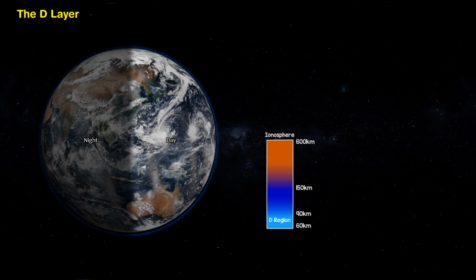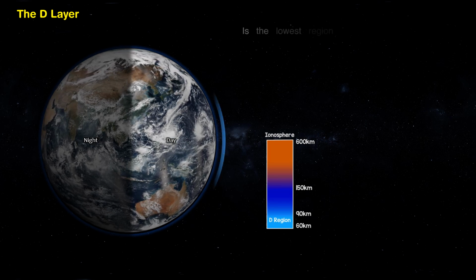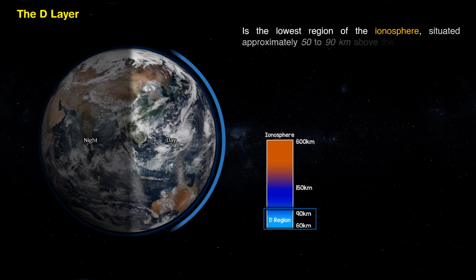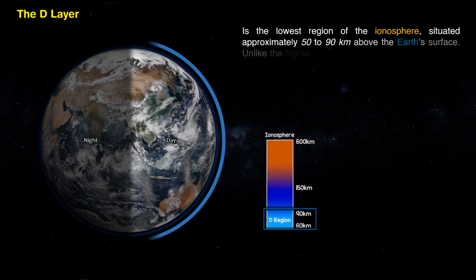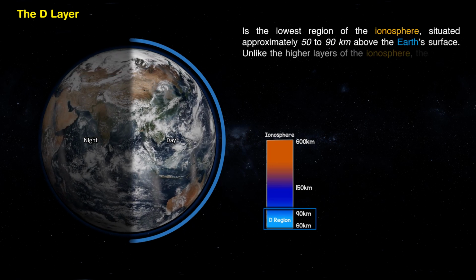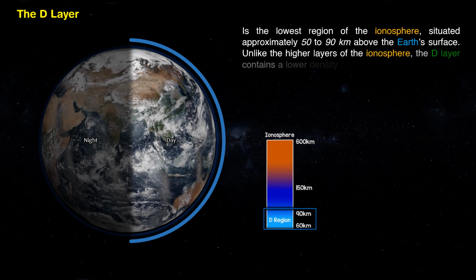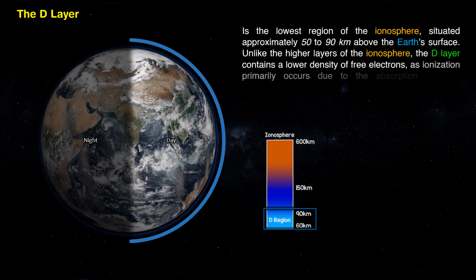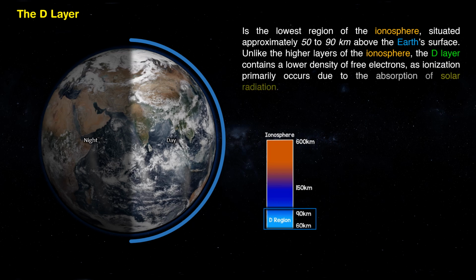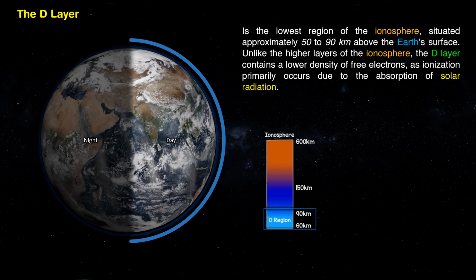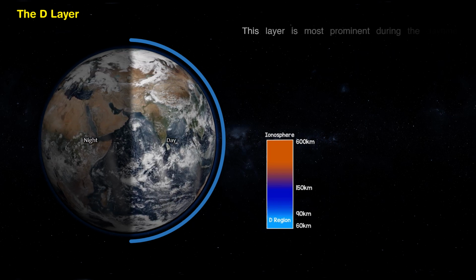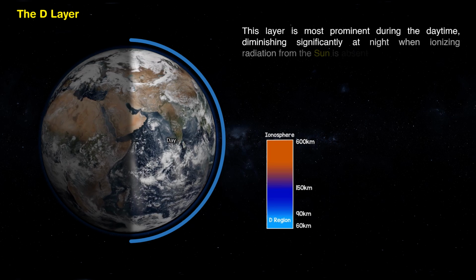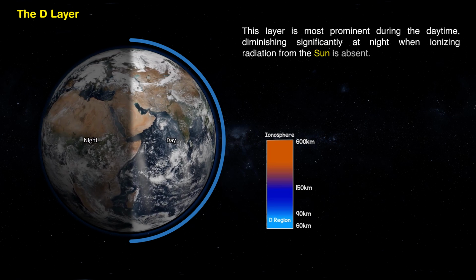The D layer is the lowest region of the ionosphere, situated approximately 50 to 90 kilometers above the Earth's surface. Unlike the higher layers of the ionosphere, the D layer contains a lower density of free electrons, as ionization primarily occurs due to the absorption of solar radiation. This layer is most prominent during the daytime, diminishing significantly at night when ionizing radiation from the Sun is absent.